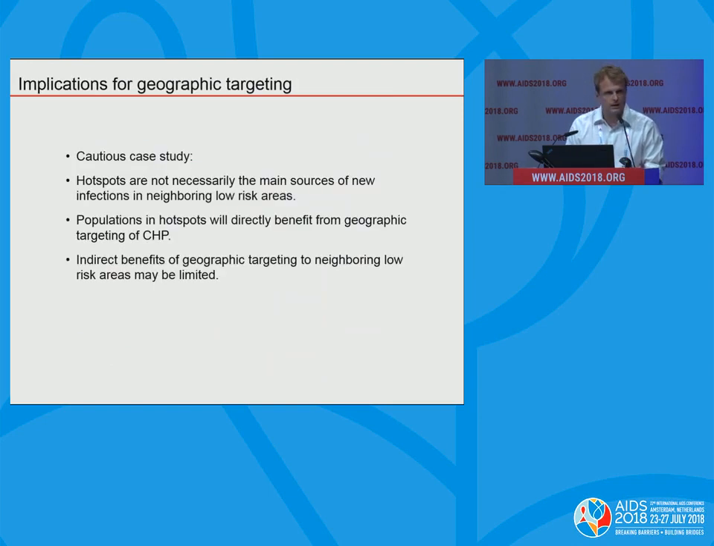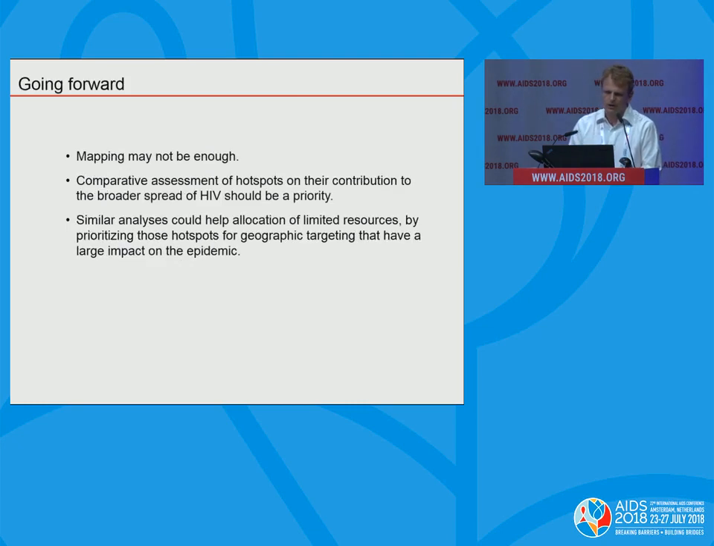So with this, I'd like to discuss impact. Our analysis is just a cautious case study, and it shows that hotspots are not necessarily the main sources of HIV infections in neighboring low-risk areas. Now, of course, populations in hotspots will continue to directly benefit from geographic targeting of community HIV prevention. However, the indirect benefits of geographic targeting to neighboring low-risk areas may depend on a case-by-case basis and may be limited.